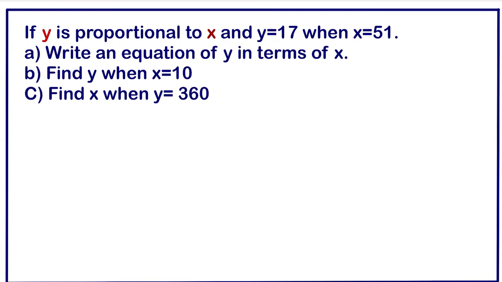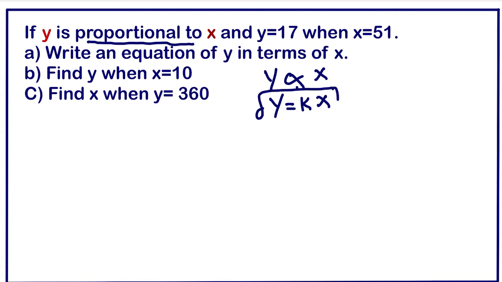So our first question, we have been asked to write an equation of y in terms of x. This statement, y is proportional to x, is how it is written. But we can only solve the question with the symbol of proportionality changed into k. So y will be equal to kx, where k is our constant. Since we have been asked to write an equation, we need to have an equal sign. So y is equal to kx.